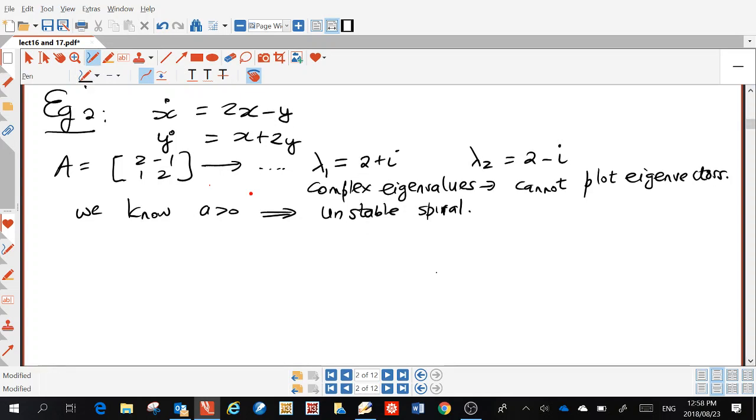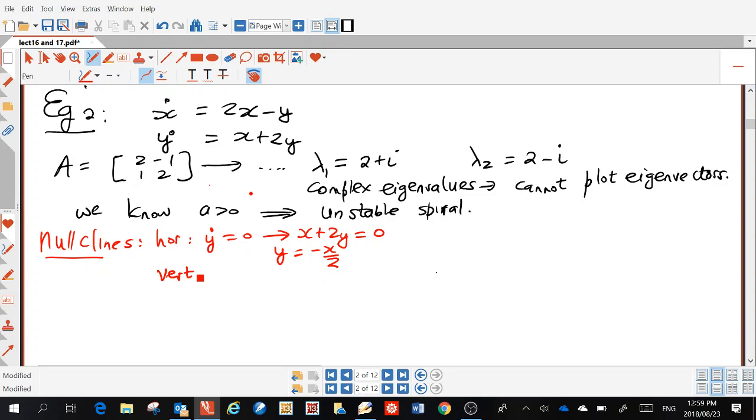Let's now compute the nullclines. That's the new thing. Nullclines. So your horizontal is when y dot is 0. This means that x plus 2y is naught. This means that y equals minus half x. The vertical is when x dot is naught. This means that 2x minus y is 0, or y equals 2x.